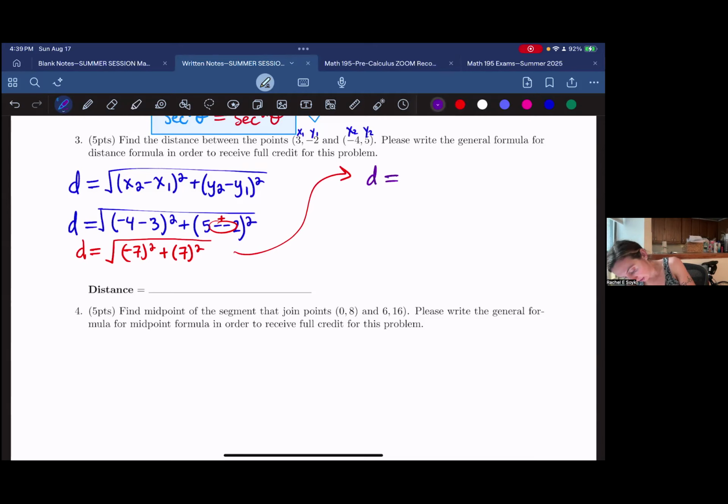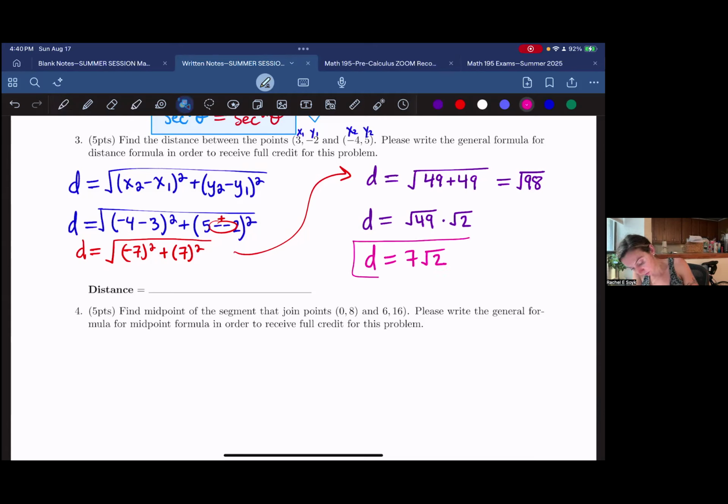So we get our distance is equal to the square root of 49 plus 49, which is the square root of 98, but we can break this up into just the square root of 49 times the square root of 2 to put it into simplified radical form. And the square root of 49 is just 7. So distance is equal to 7. Square root of 2 cannot be simplified further. So 7 times the square root of 2. And that's it. We're done.